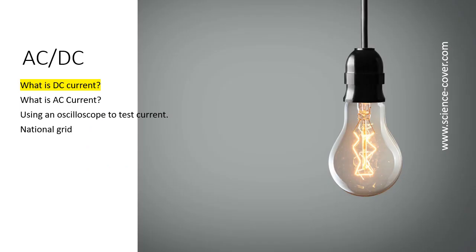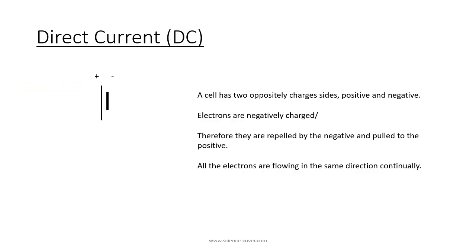Let us start by looking at what is meant by a DC current. A DC current is a direct current. If we think about a cell, it has two oppositely charged sides. We have a positive side and a negative side. So when we make this into a circuit, the electrons, which are negatively charged, are repelled by the negative side and pulled towards the positive side. This means that all of the electrons are flowing in the same direction continually.